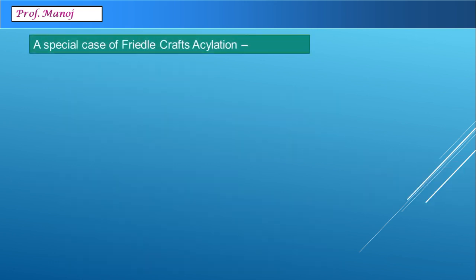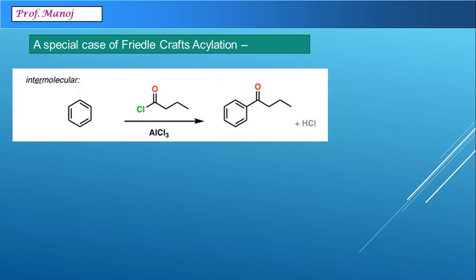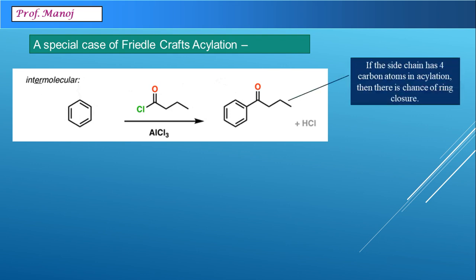There is one additional special case of Friedel-Crafts acylation I want to show you. For those who want to study for JEE and NEET, this kind of reaction is quite important. This is a simple Friedel-Crafts acylation I am showing. Benzene is treated with butanoyl chloride, and you can see HCl is gone as a byproduct and the 4 carbon atoms chain is attached to the benzene ring. This is known as the intermolecular Friedel-Crafts acylation.